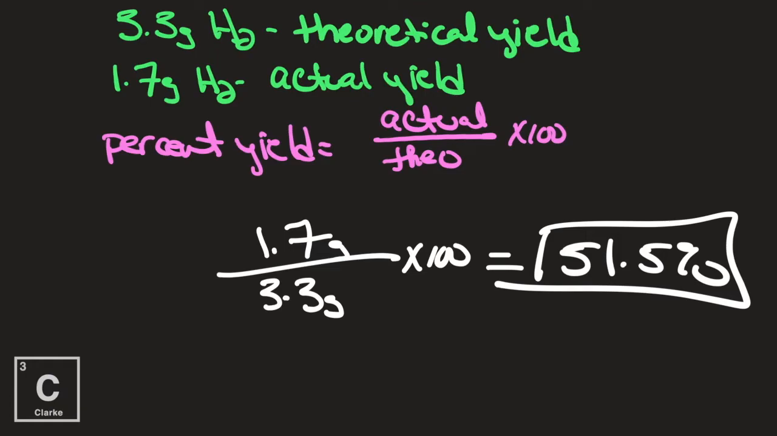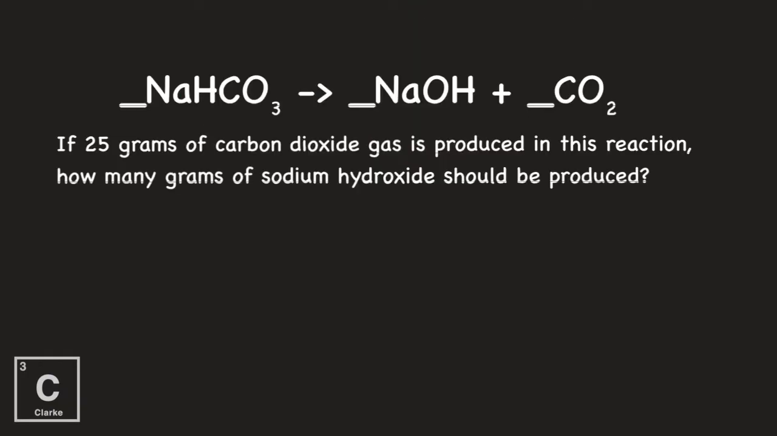Let's try another example. Okay, I have a new chemical equation. It says if 25 grams of carbon dioxide is produced in this reaction, how many grams of sodium hydroxide should be produced? Again, if we're figuring out the mass of what should be produced, another word for this is called theoretical yield. And since we're going to have to do stoichiometry to figure this out, let's start by balancing the chemical equation.